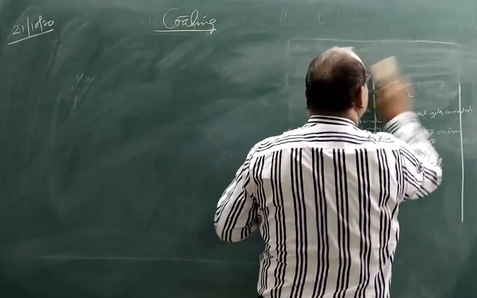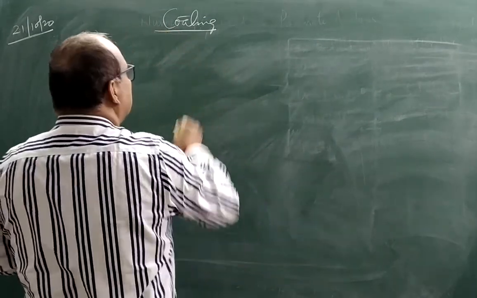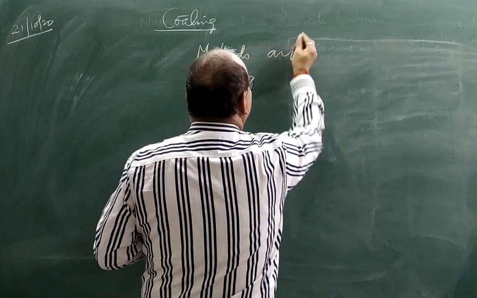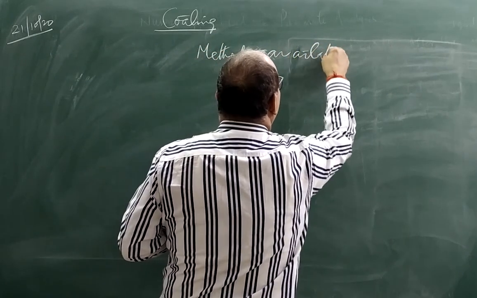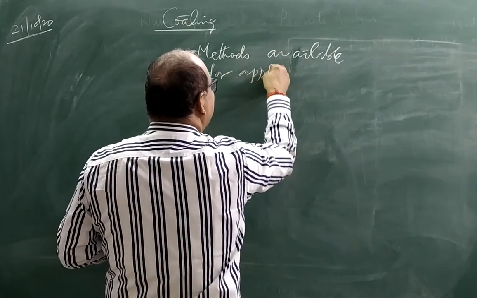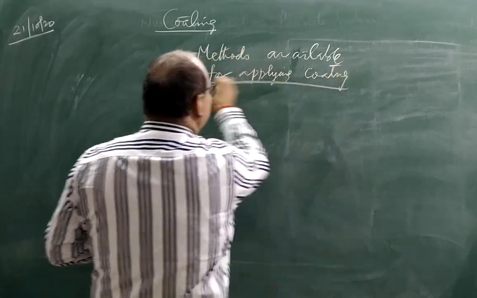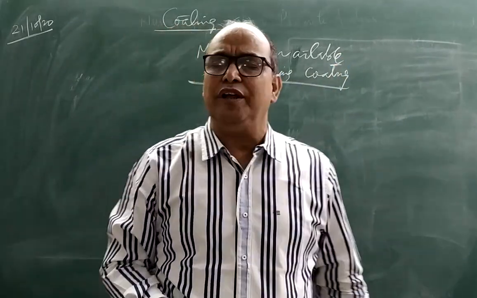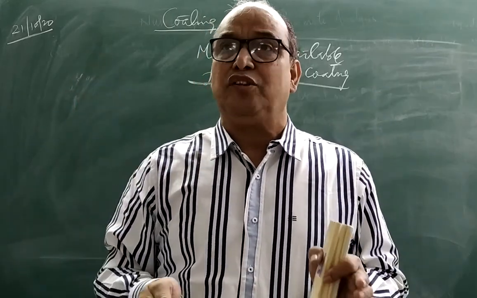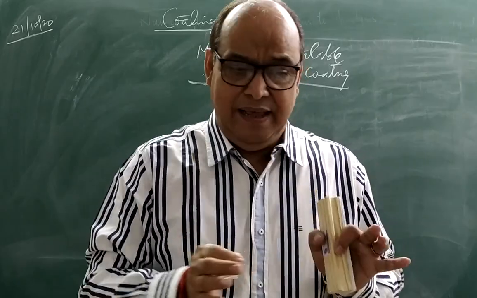Now, let us talk about the methods available for applying coating. This is when we use coating material on the base metal. We have many methods by which we can apply those coating materials to protect the base metal.